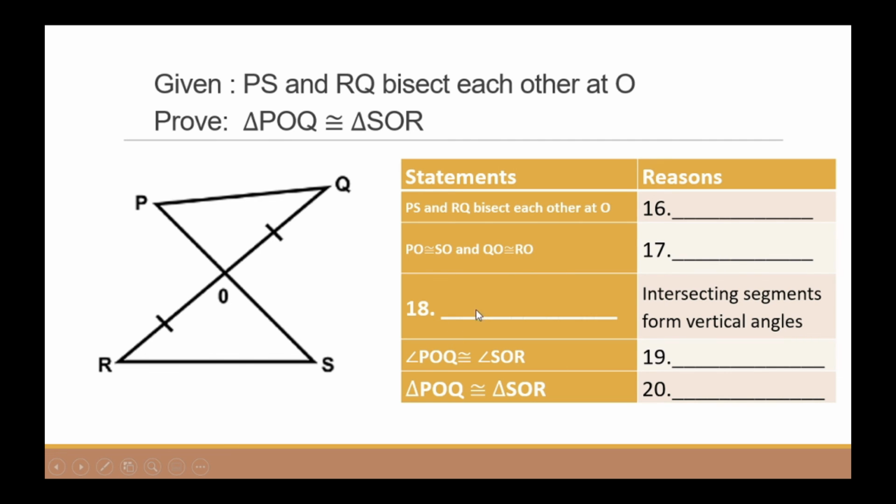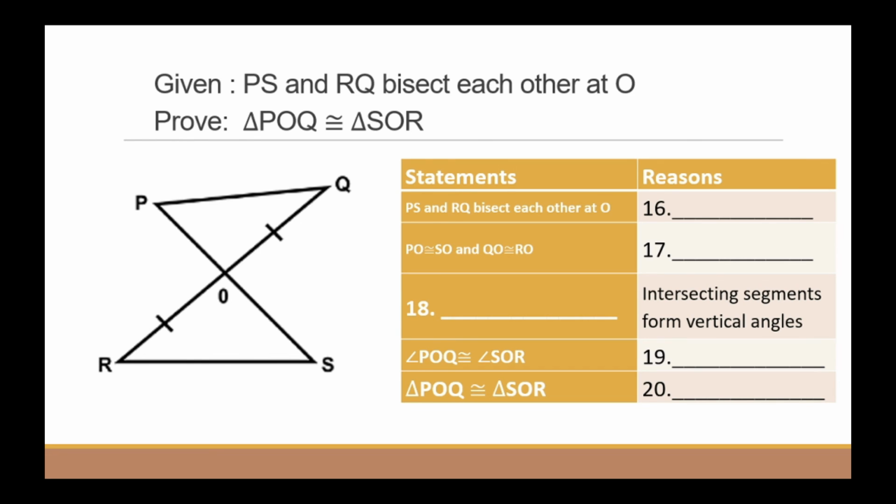Number 18, statement is blank. The reason, intersecting segments form vertical angles. So, ano yung dalawang vertical angles na yun? Next statement, angle POQ is congruent to angle SOR. So, ano kaya ang reason doon sa number 19? And finally, number 20, triangle POQ is congruent to triangle SOR. So, what postulate ang ginamit natin sa number 20?